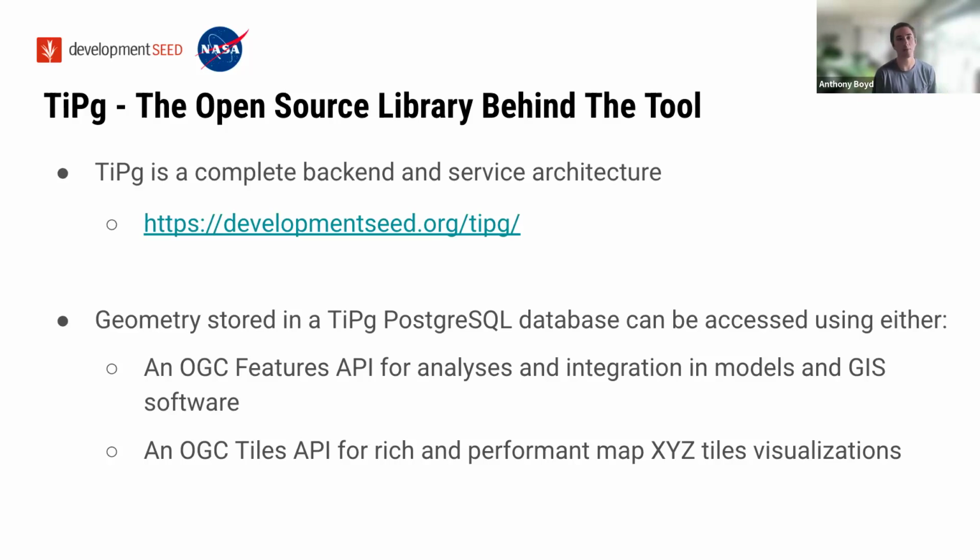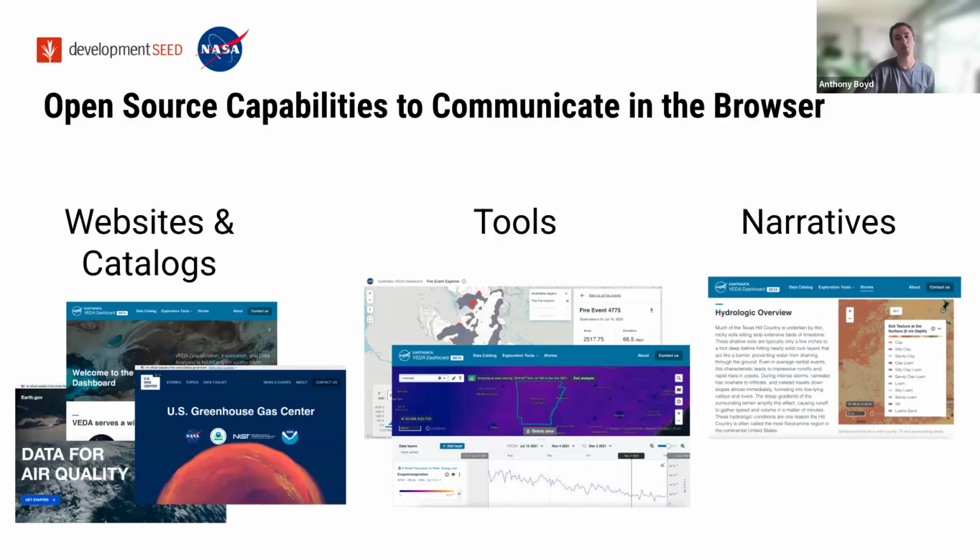And this is a really cool library because all this comes out of the box. So as long as you have a little bit of experience writing Python, or your AI tool has experience writing Python, you get this Features API and Tiles API out of the box. And that enables you to build custom tools like the Fire Event Explorer on top of it. So we wanted to call this one out specifically as something you might find value in and want to look into.